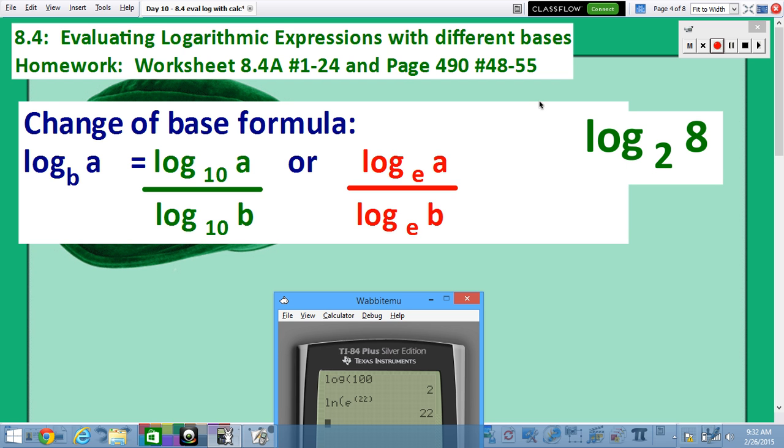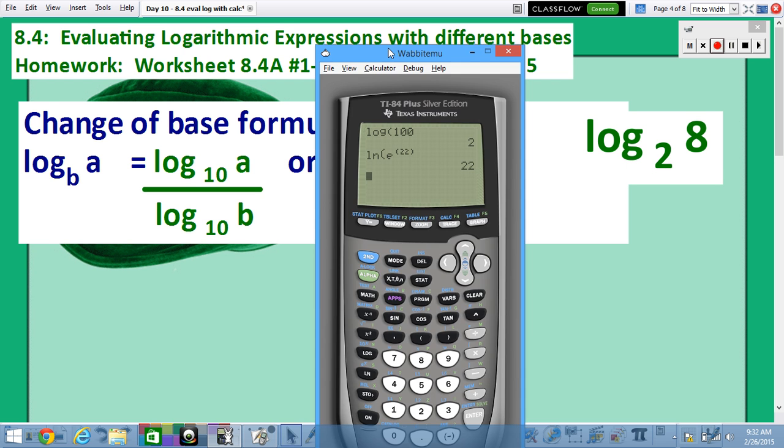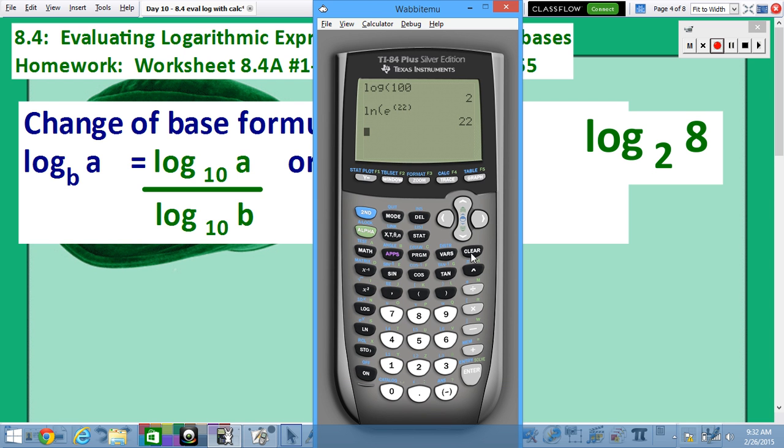So let's grab our calculator. Clear this out. And we've got log base 10 already there of 8 divided by, now notice I closed that parentheses, divided by log base 10 of 2. You don't really have to close the second one. And there it is. It's 3. So that's pretty handy.